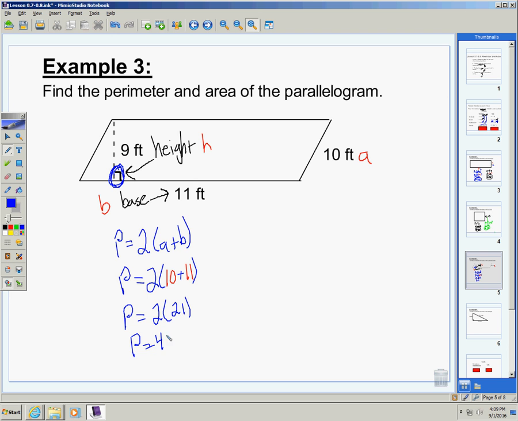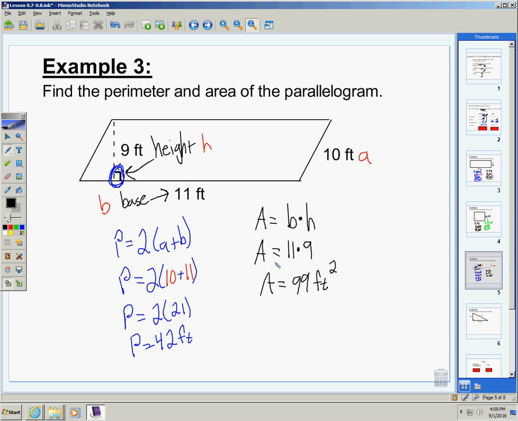Don't forget your label at the end. We're working with feet. So I get 42 feet. Now we find the area. Area is just base times height. I've identified my base, I've identified my height, so I just plug in those numbers. Base is 11 times my height, which is 9. Area equals 99. Don't forget your label. We're working with feet, and we found the area, so it is feet squared.